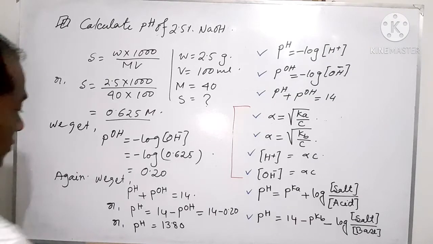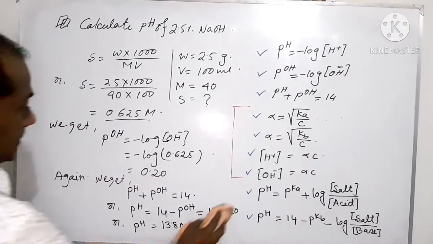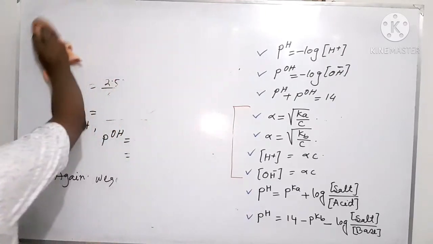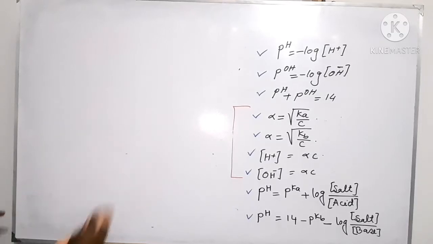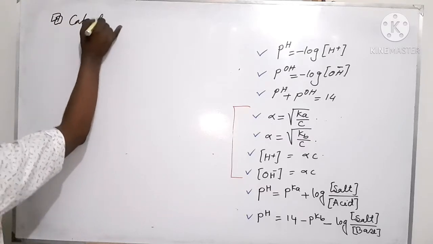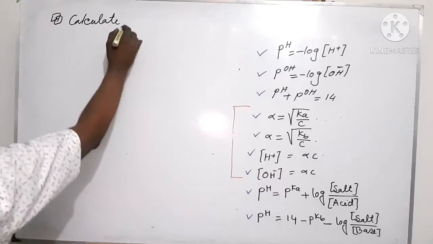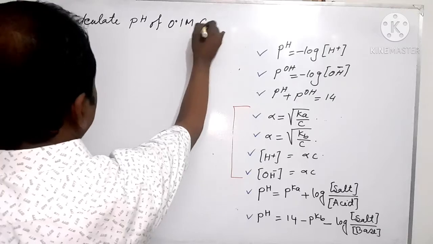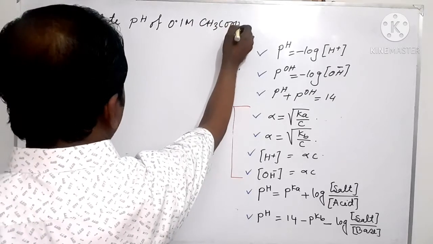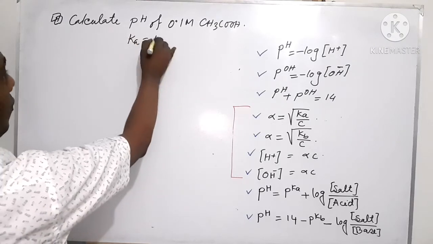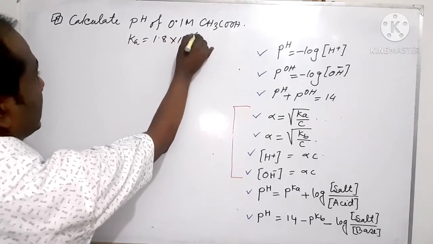Okay, now we calculate the pH of 0.1 molar acetic acid solution. Here, calculate pH of 0.1 molar CH3COOH solution, and given Ka value equal to 1.8 into 10 to the power minus 5.